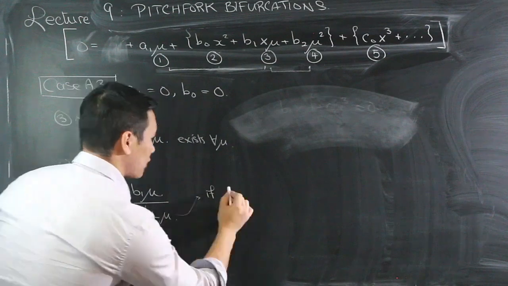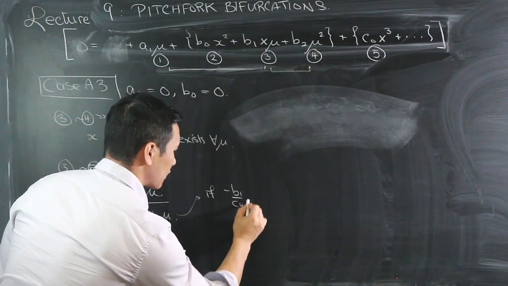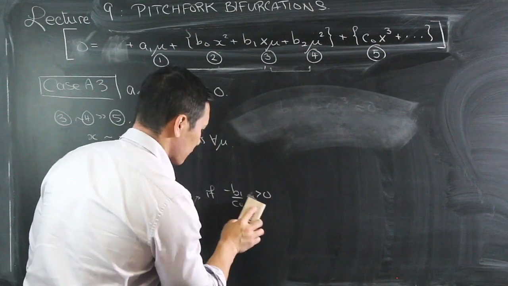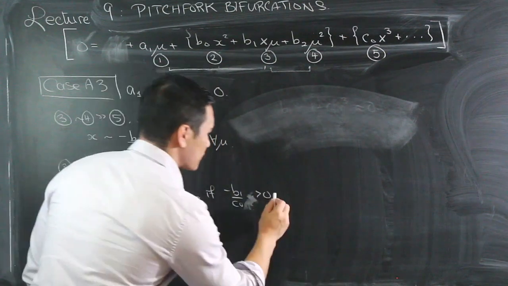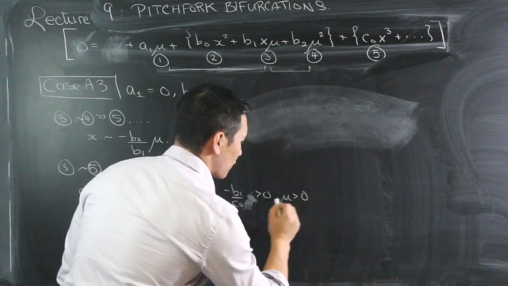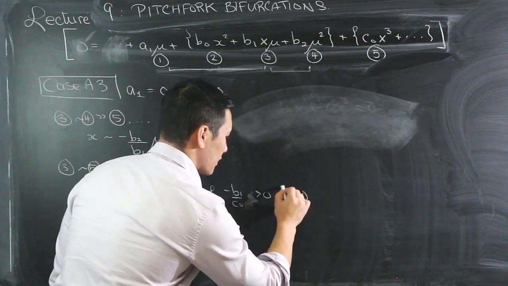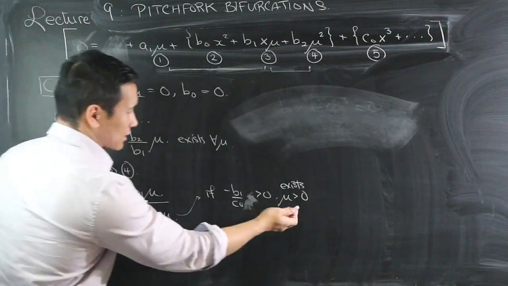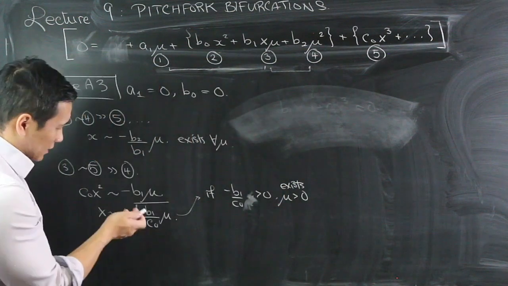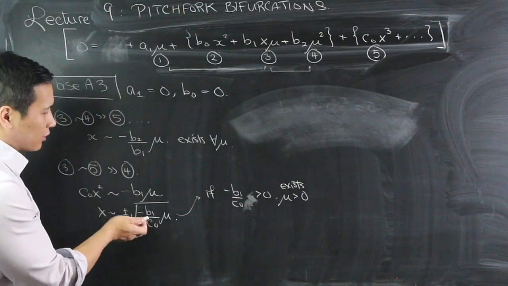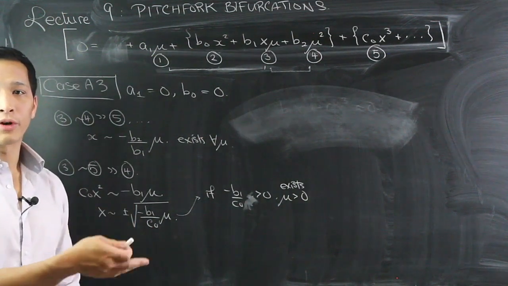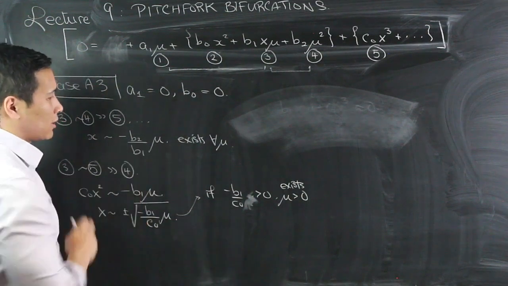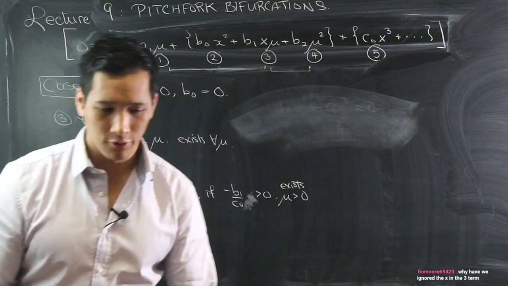if this quantity here, minus b1 over c0, is greater than 0, then it exists for mu greater than 0. But if this quantity is less than 0, then it exists for mu less than 0. So this one only exists on one side of mu, on mu greater than 0 or mu less than 0, depending on what this number is, whereas this one here exists for all mu.